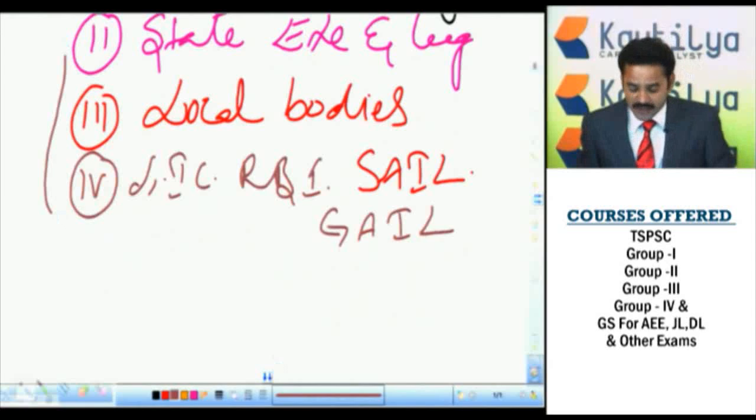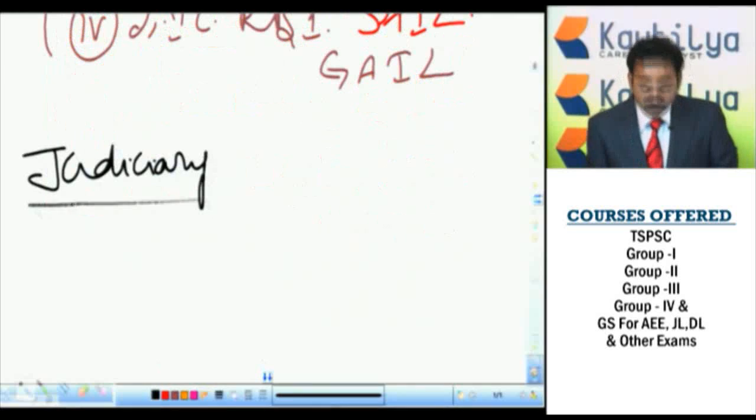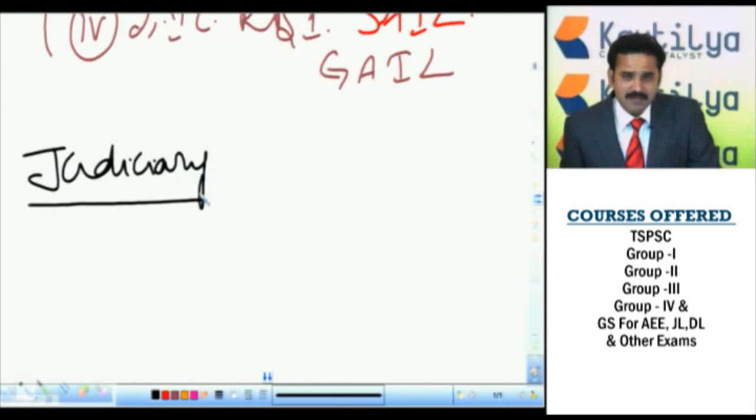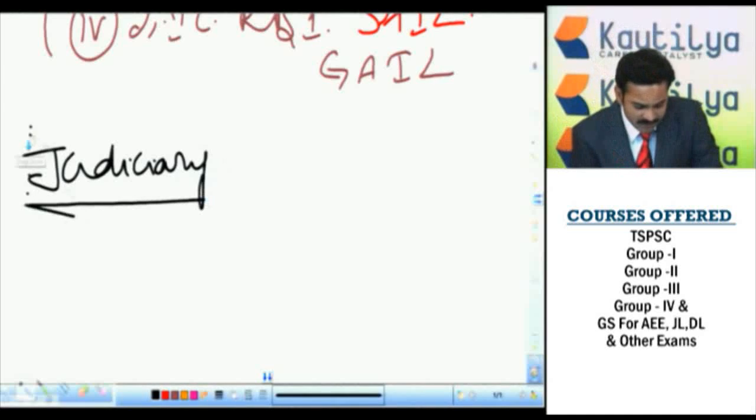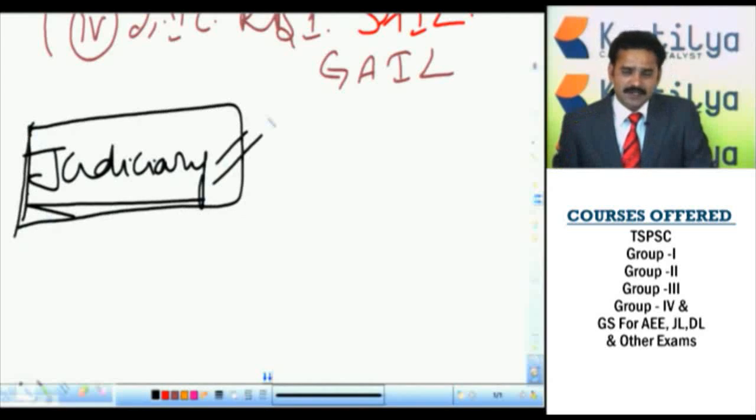But here what we need to remember is judiciary does not come under the definition of the state under Article 12. In many examinations, questions were asked like this: which one of the following does not come under the definition of the state under Article 12? So judiciary does not come under the definition of state under Article 12. This is one of the important points from the examination point of view.